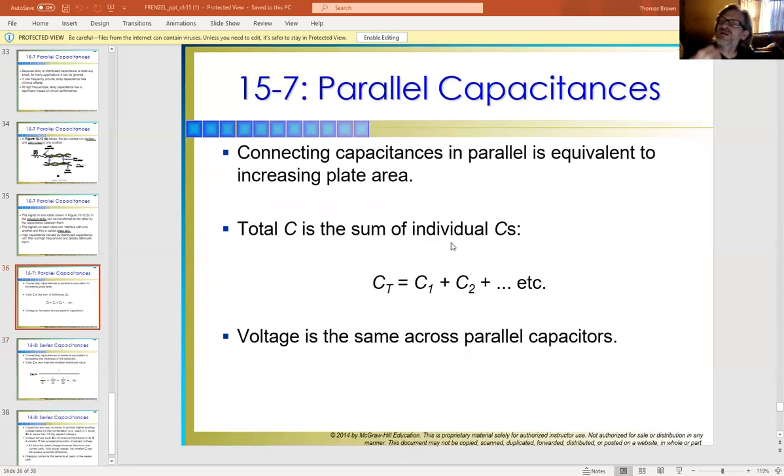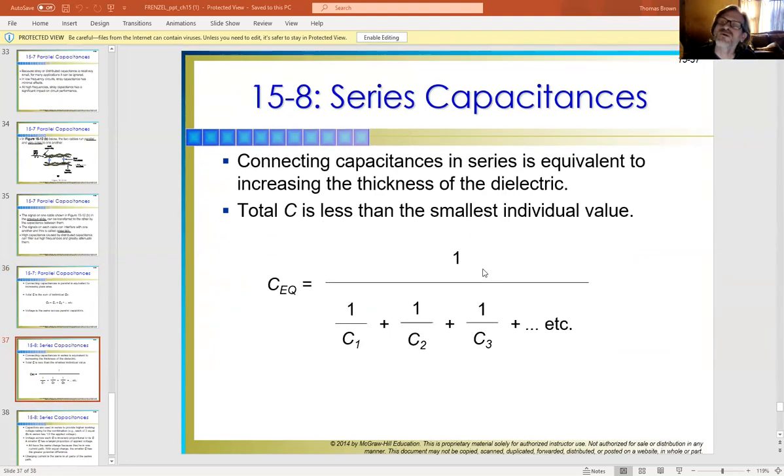But if I did 3 capacitors in a parallel configuration, all I have to do is simply add them up, 1, 2, 3, and that's it. So we're going to like parallel a lot more than we like series as far as this part goes. But yeah, it's a strange thing.